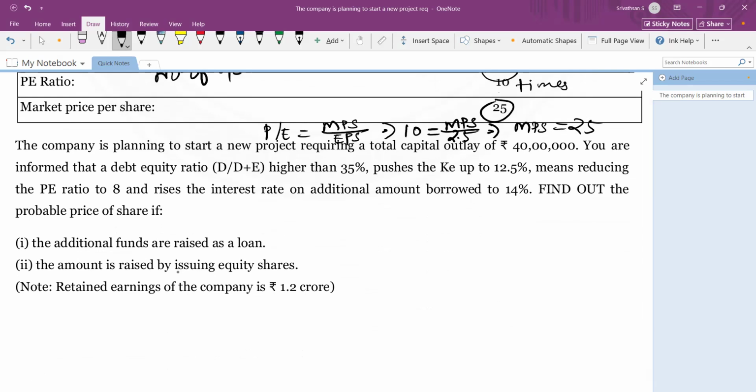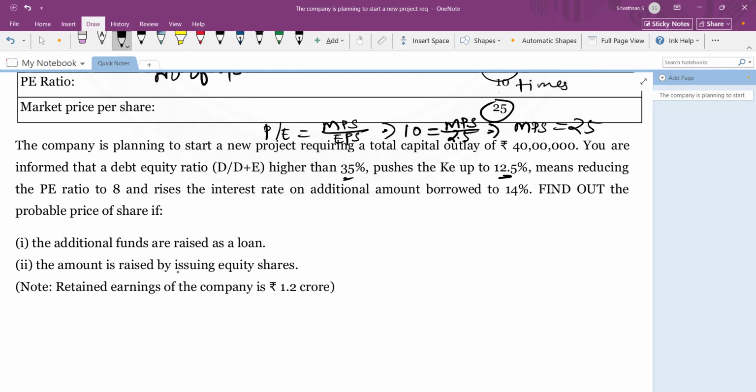So what they are saying is the company is planning to start a new project. And in order to finance that new project, the company needs additional 40 lakh rupees of capital. So the company will raise this additional 40 lakh rupees of capital either in the form of debt or equity or a mix of both, right? So that will bring a change in the debt equity ratio. So if the debt equity ratio is higher than 35%, the cost of equity of the company will go up to 12.5%.